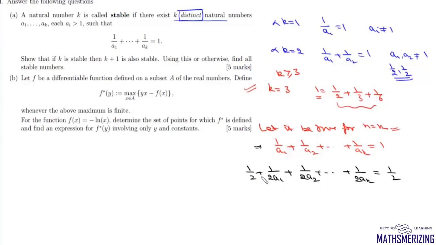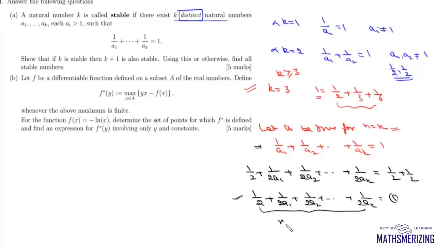Now we'll add 1 by 2 both sides. Then we can simply write 1 by 2, 1 upon 2a1, 1 upon 2a2 plus 1 upon 2ak, and this is equal to 1. And now we have k plus 1 distinct numbers. So that means this statement is true for n equals k plus 1. So from induction we can say that this statement or this condition is true for any value of k which is greater than or equal to 3.